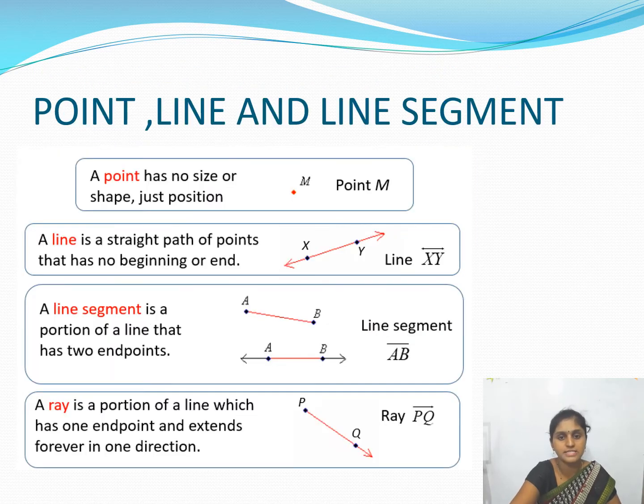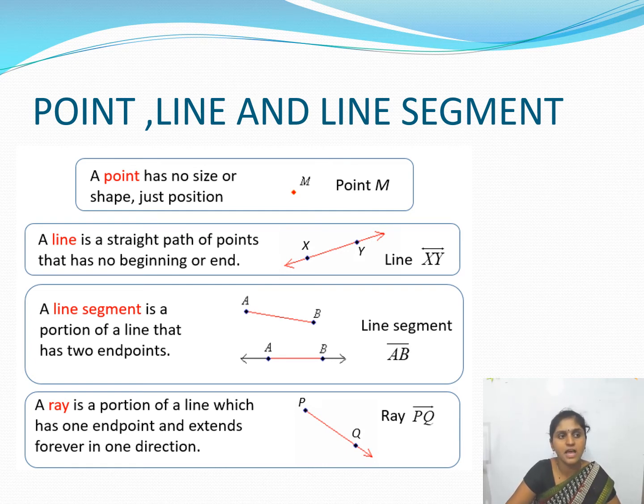So next, we have learned what we mean by point, line and line segment. So point is represented with the dot. A point has no size or shape, it is just a position. Does any point have any length? No, it is a fixed point. It is one dot. The point is represented with the dot, which means there is no size and length. It is a fixed position. So this is about the point.